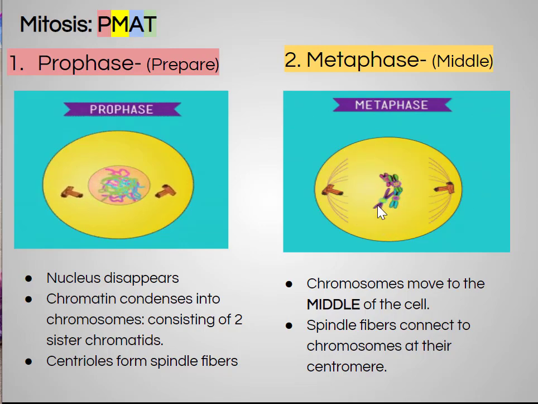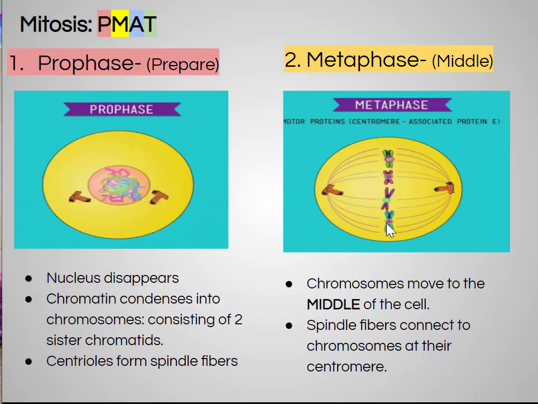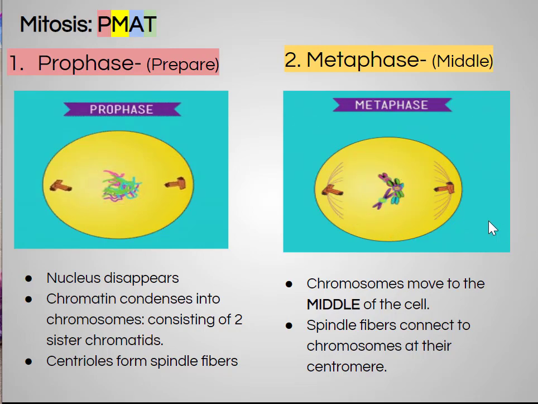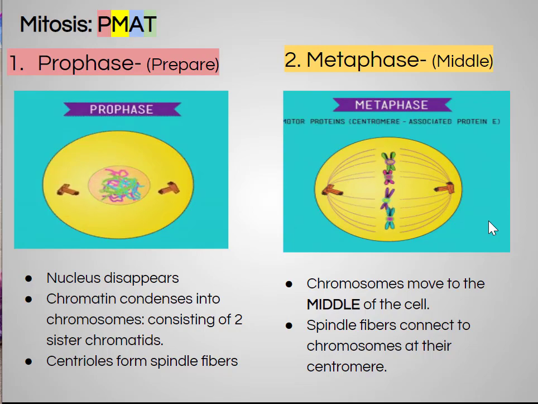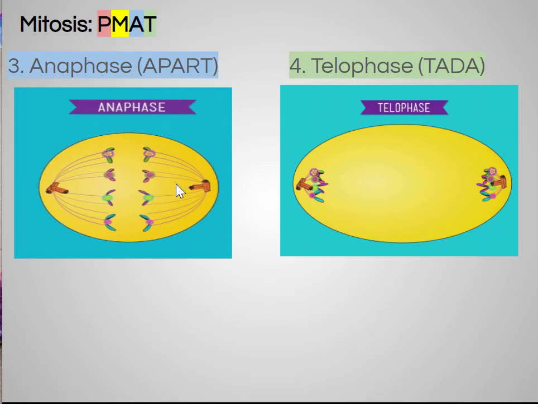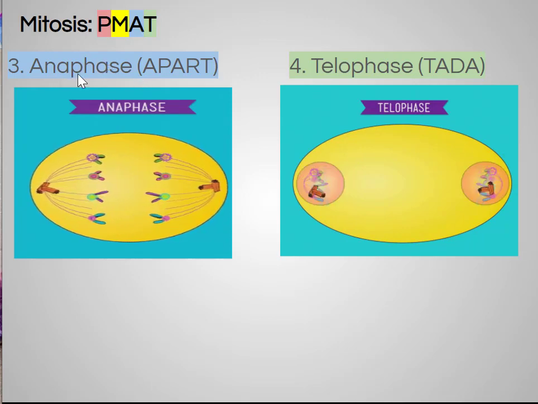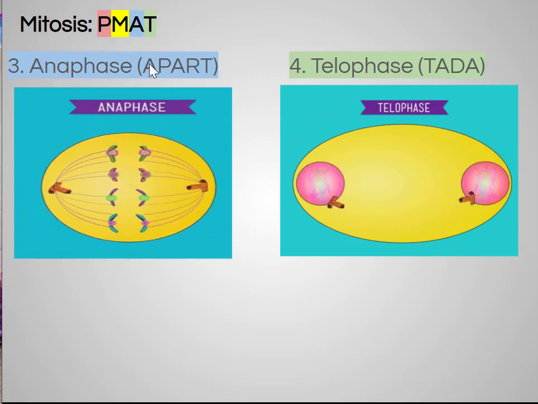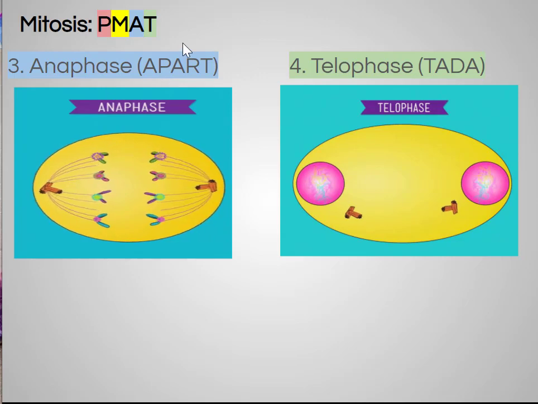And remember a few slides back, I said it's like that little button or that little belt in the center here, like that little green dot there, the little pink dot here. That's the centromere. So the spindle fibers are reaching out to grab onto those because we need to pull them apart, which leads us to our third phase of mitosis, and that is anaphase. So next to the word anaphase, you are going to write apart.